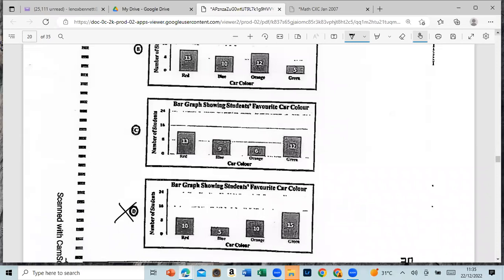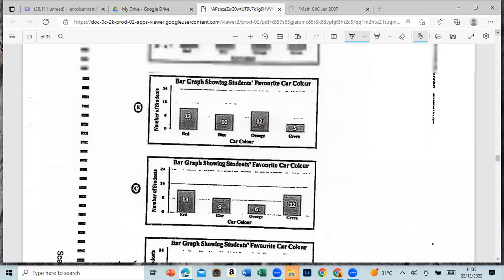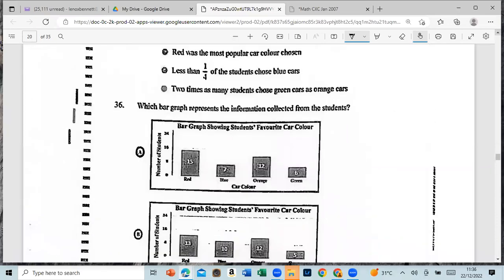So you do them clue by clue. What does the next clue say? The next clue says, less than a quarter of the students choose blue cars. Less than a quarter. So my question now, what's the total for this? 15 and 7, 22. 36, 34 rather, 40. All right, it could be this because it's less than a quarter. Because of 40 students, right? So 7 is less than a quarter.